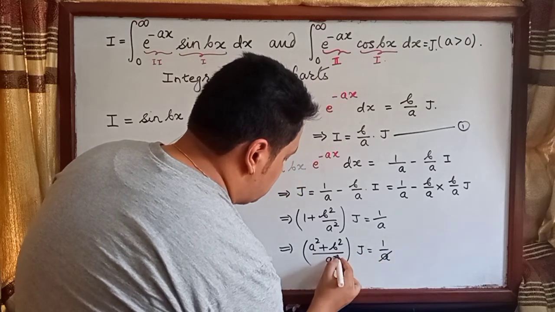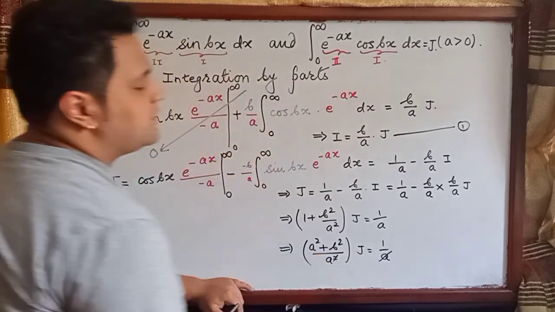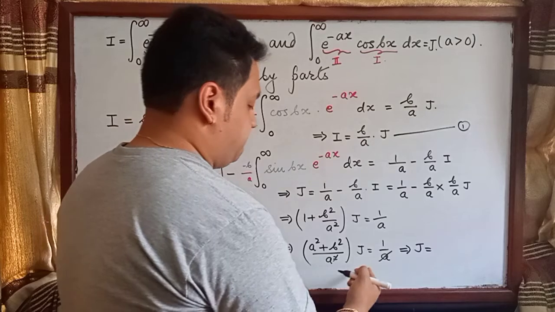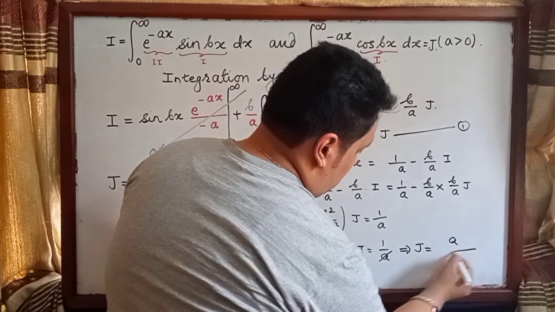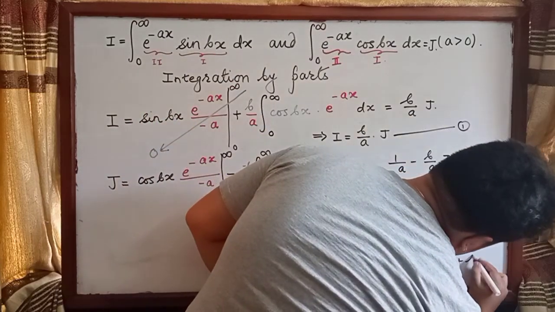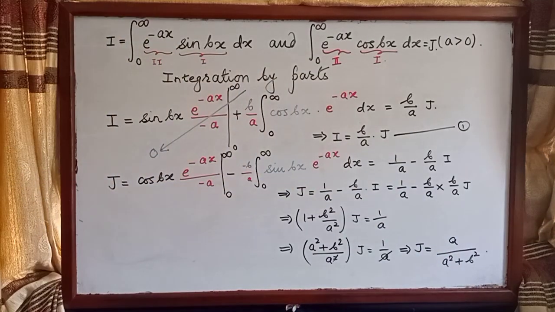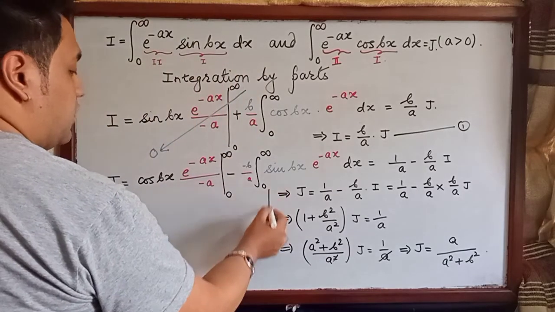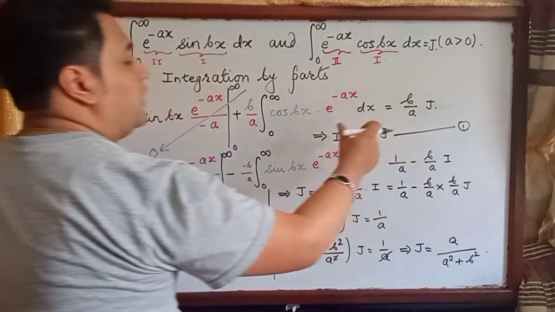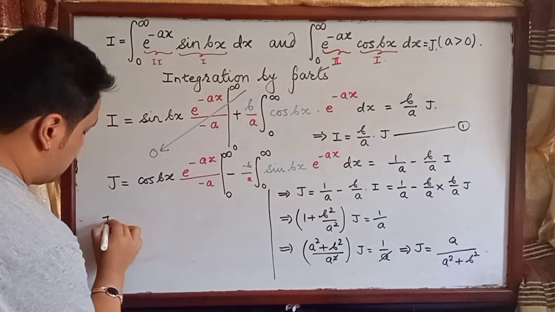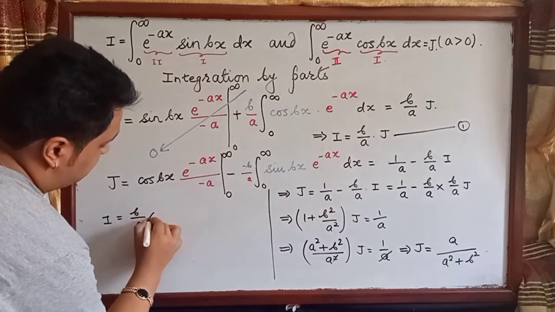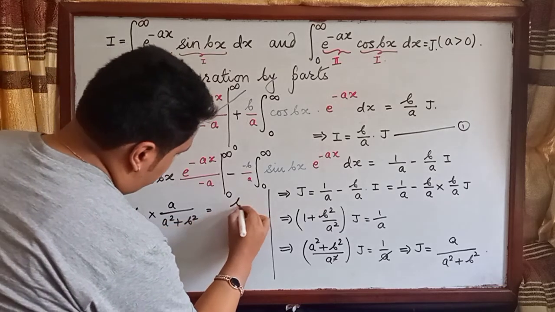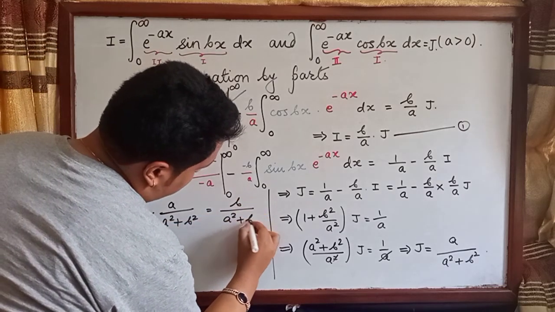We'll cancel one of the a's to give j is equal to a over a square plus b square. Alright? And if we use this value of j in equation 1, we get I is equal to b by a times a over a square plus b square, which is equal to b over a square plus b square. Alright.